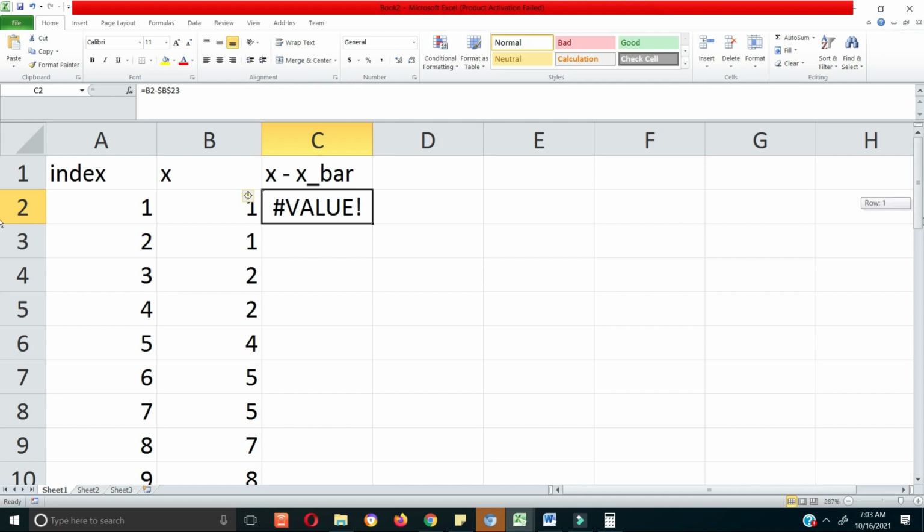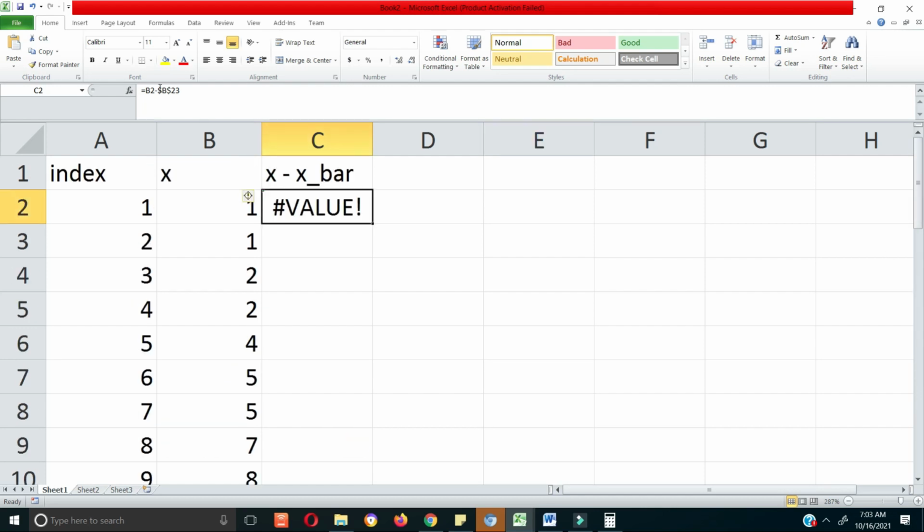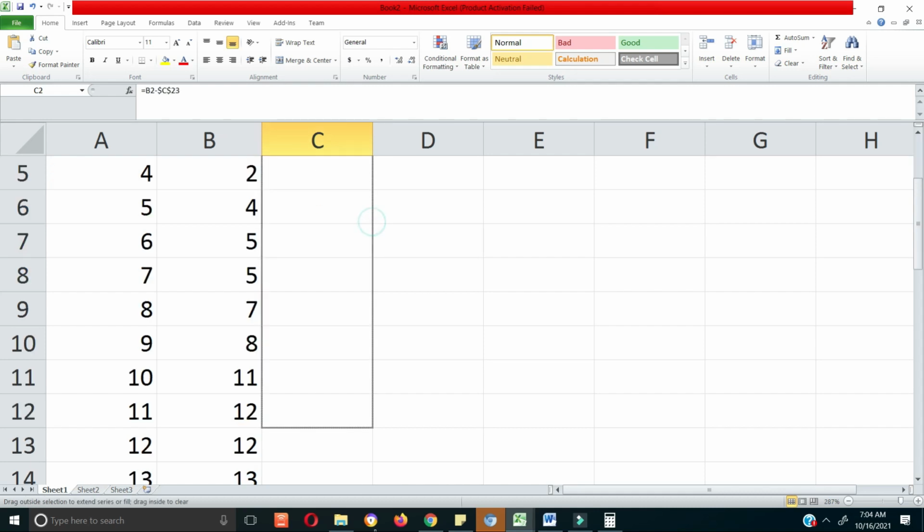B2 minus B, oh sorry, it should be B24. B23 is the, sorry, I mean C23. So just bear with me for a bit. It's actually C23. So yeah, so we have this.